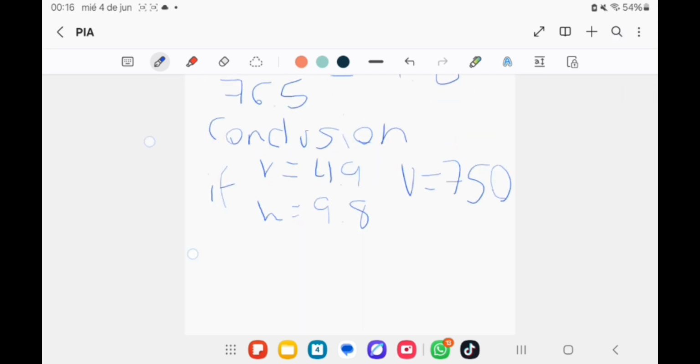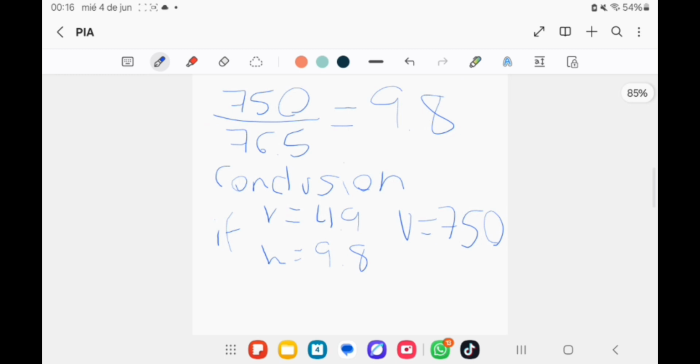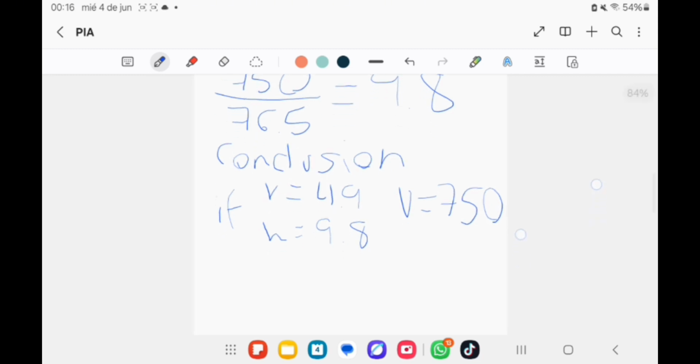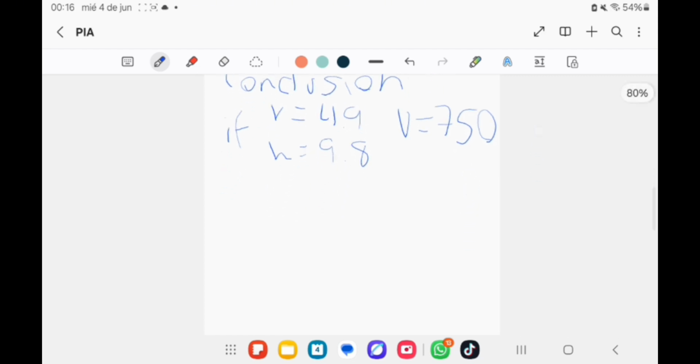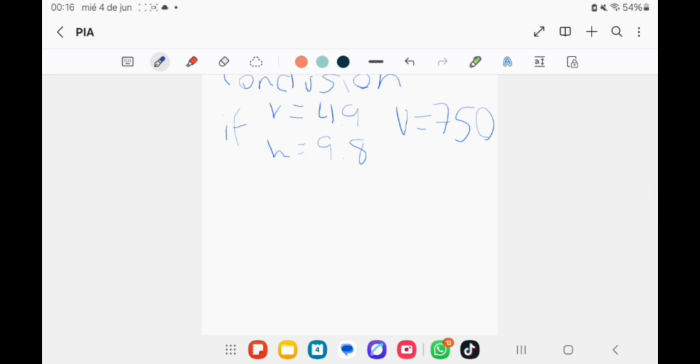Okay, so now we need to get a conclusion. If we design the can with these values, which are the radius being 4.9 and the height being 9.8, the volume will be 750 centimeters cubed. So the area will be as small as possible.